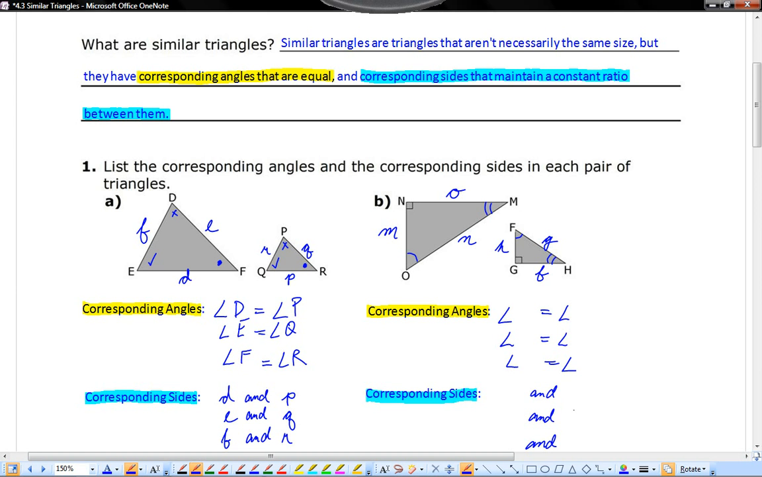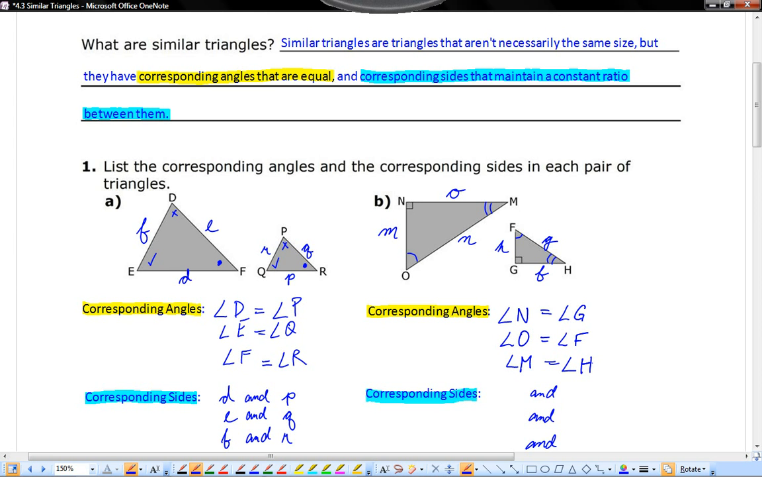So based on that labeling, we can say that angle N is equal to angle G. It's the largest angle, 90 degrees. The second largest angle is O, which is equal to the angle at F. And angle M is equal to angle H.